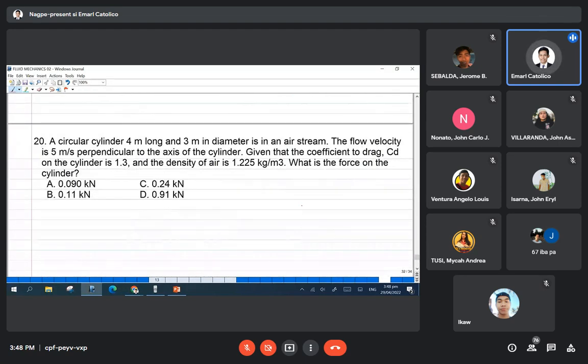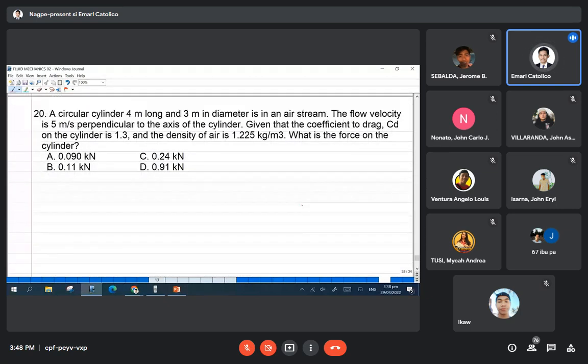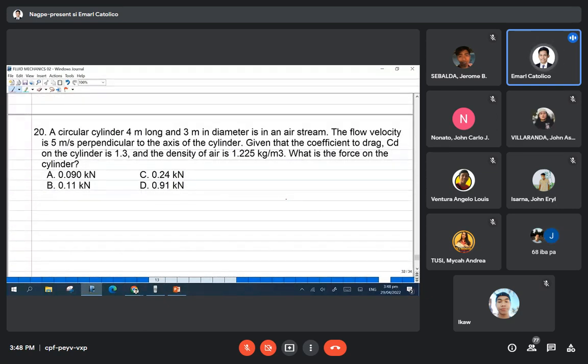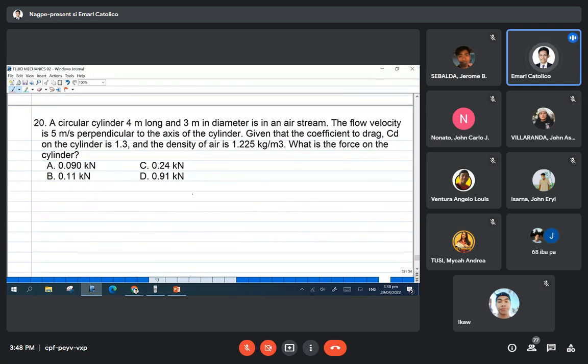Okay, last two item. Number 20, a circular cylinder 4 meter long and 3 meter diameter is in an airstream. The flow velocity is 5 meters per second perpendicular to the axis of the cylinder. Given that the coefficient of drag, CD, on the cylinder is 1.3 and the density of air is 1.225 kilogram per cubic meters, what is the force on the cylinder?